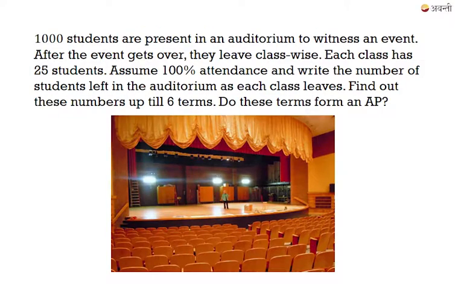Now try to solve a question. Consider a situation where there are 1,000 students present in an auditorium to witness an event. When the event gets over, these students leave the auditorium for their classes and each student goes in his or her own class. Each class has 25 students and assume that there were 100% students present on that day to witness the event. Now whenever a class leaves, there will be some number of students left in the auditorium. You have to write the number of students left in the auditorium as each class leaves. Write this up to 6 terms and then find out whether these terms form an AP or not.